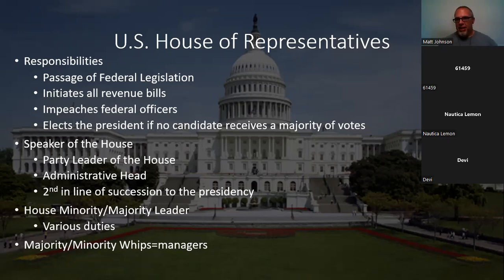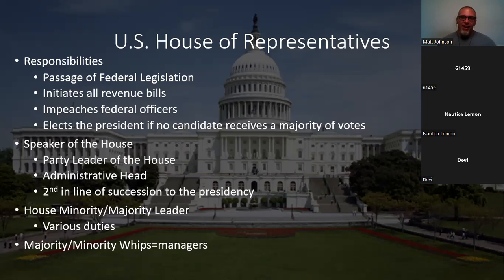They start the impeachment hearings, right? So if you are impeached, and remember, I've talked about this, we'll talk about this on the Senate side too, you are impeached by the House of Representatives. Andrew Johnson, Bill Clinton, Donald Trump. Those are the three presidents who have been impeached, one of which was twice.